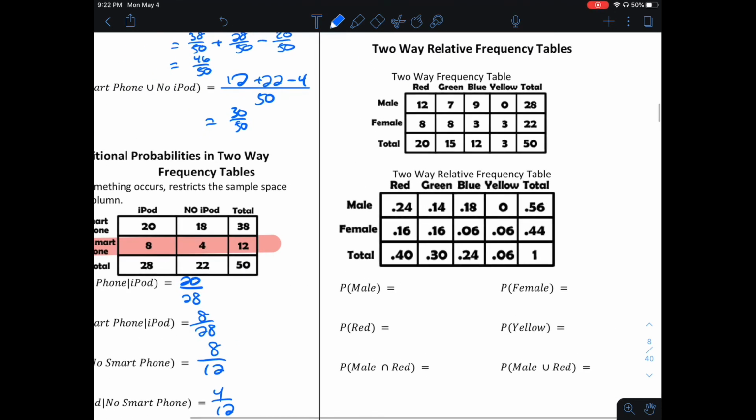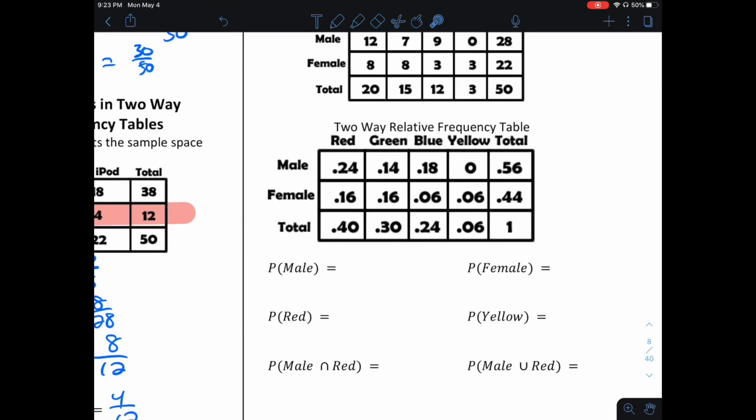Almost finished. We have a two-way relative frequency table. So here's how this works. So here's the two-way frequency table that we've been using. If you take 12 and divide it by 50, you're going to get 24%. If you take 7 and divide it by 50, you get 14%. 9 divided by 50 is 18%. They've already taken and put the percentages in as a decimal instead of the raw numbers.